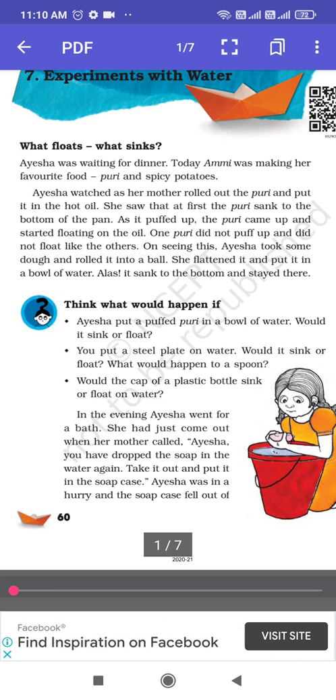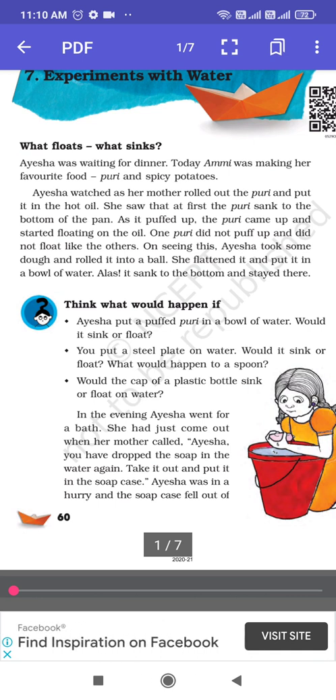Okay, sink means it sinks to the bottom. For example, a pin, an iron pin, okay, an iron nail, a coin, okay, these things sink to the bottom, right?